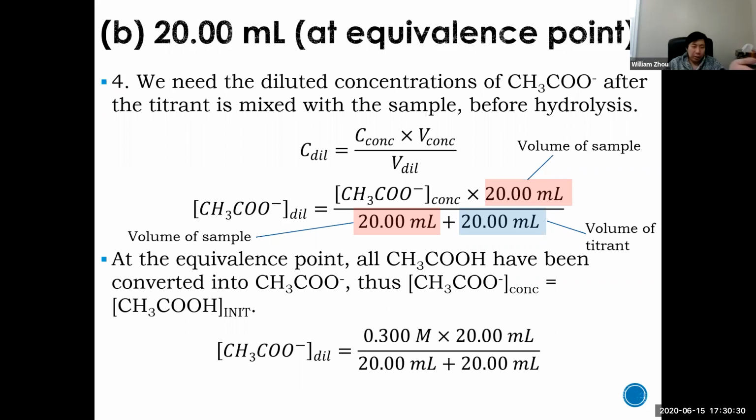0.3 molar before you dilute it, times the volume, 20 milliliters. Again, before you mix things together, you have 20 milliliters. Divided by total volume, which is 40, you get 0.150. This is the concentration of the conjugate base that undergoes hydrolysis. After you mix the two solutions together, you dilute it. Okay, does that make sense, folks? This can get a bit confusing because there are many reactions happening at the same time. Do you guys follow?